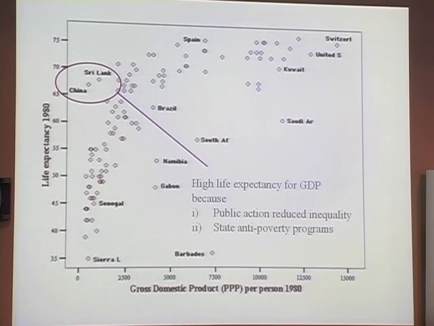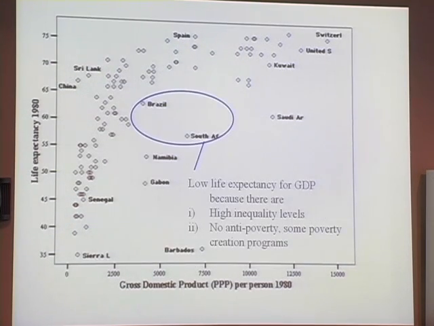We're pretty sure this is because of a history of public action that reduced inequality: land reforms and food subsidy programs, food support programs, and state anti-poverty programs. At the same time, outliers on the other side, Brazil and South Africa, are very easily explicable as being high inequality countries, with governments, in the case of Brazil, not implementing anti-poverty programs. In the case of South Africa at this time, 1980, implementing what we could call poverty programs, creating poverty.